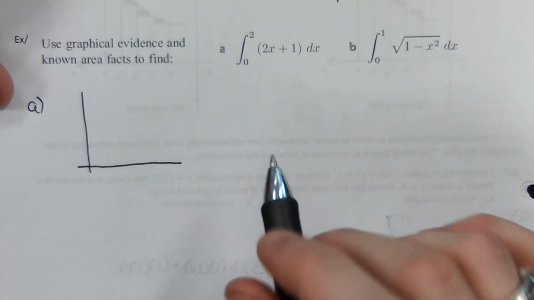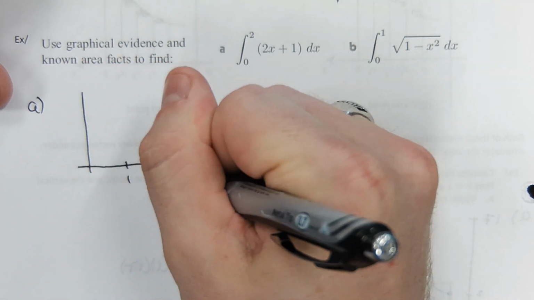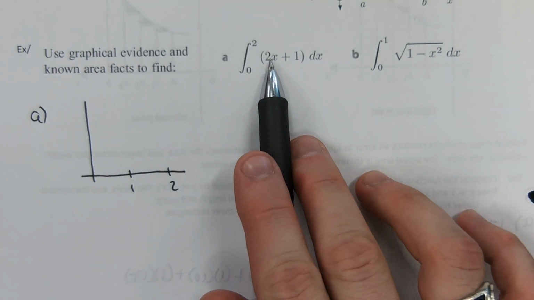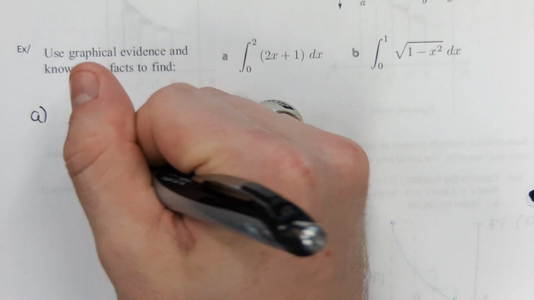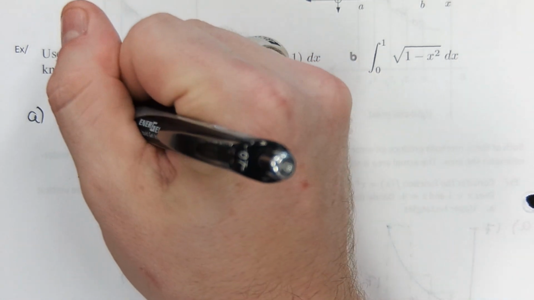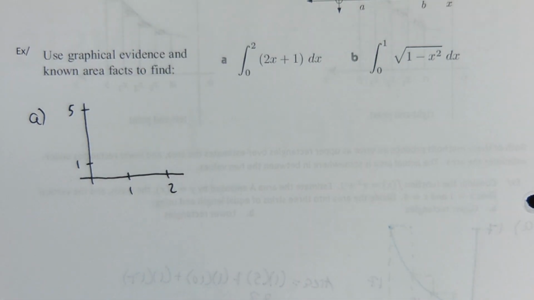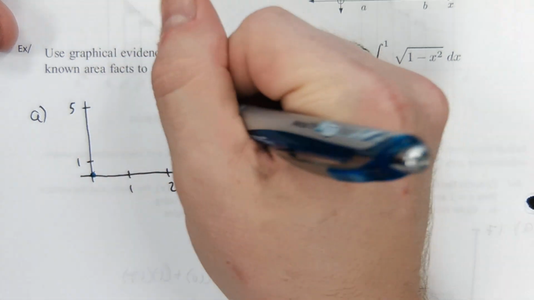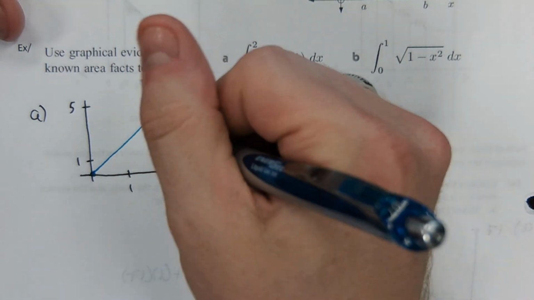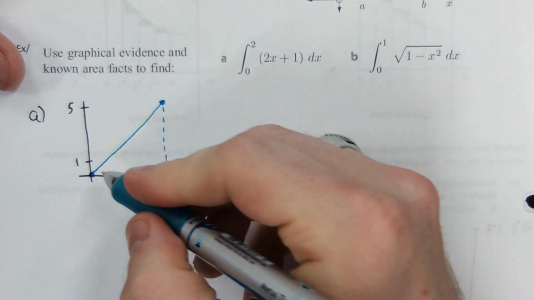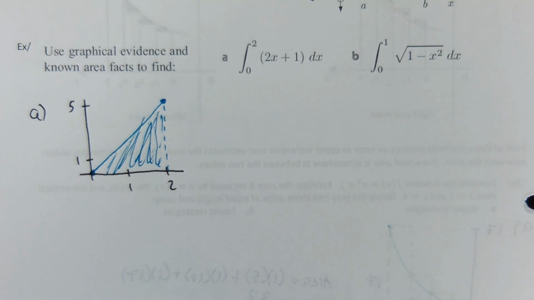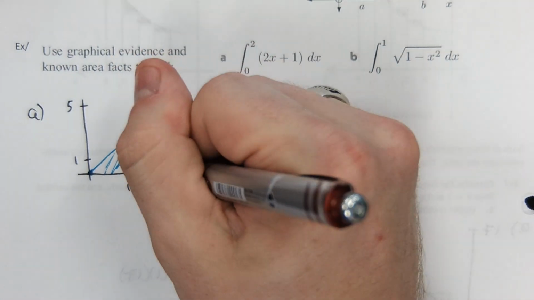We're only going from x equals 0 to x equals 2, so 1, 2. And we know at x equals 0, I get 0 plus 1, which is 1. And at x equals 2, I get 2 times 2, which is 4, 4 plus 1 is 5. And we have been tasked with finding the area underneath this line. I don't know about you, but I'm seeing a right triangle.